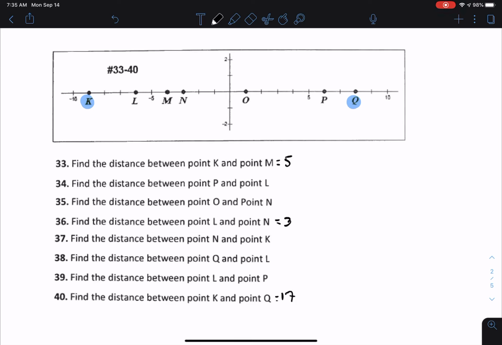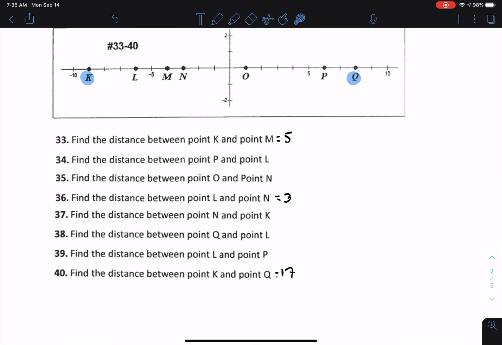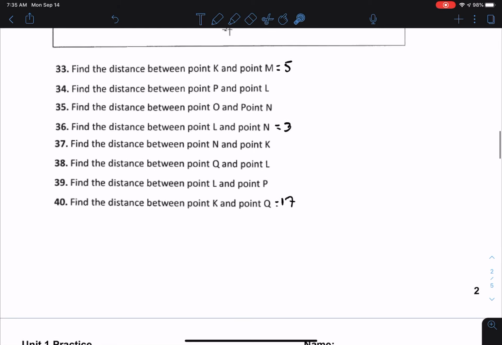Let's double check it one more time. Let's go backwards this time. Same thing. 1, 2, 3, up to 17. Perfect. So my answer would be 17. All right, you guys should be able to do the rest of those. Those are super easy. Y'all should get all those right.